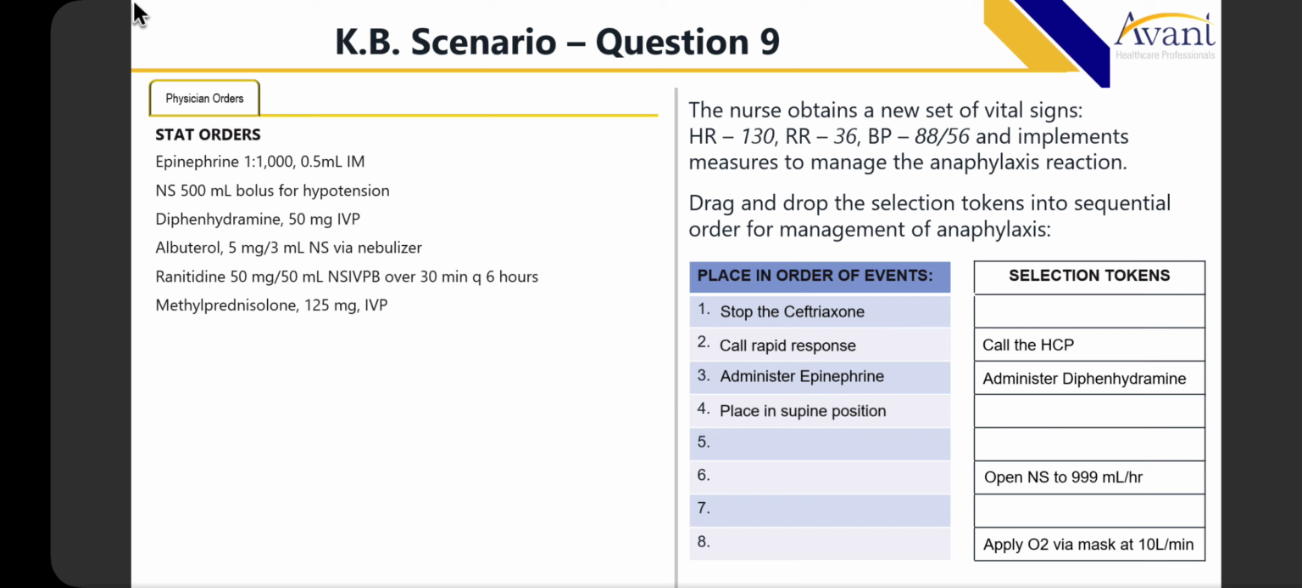So that's an easy, quick thing to do. You're going to do that simultaneously. You're getting the epi, you're putting them down. So now what? What else do we want to do next? So far, so good, right? We're rocking and rolling here. So next we want to do, yes, apply oxygen via mask.